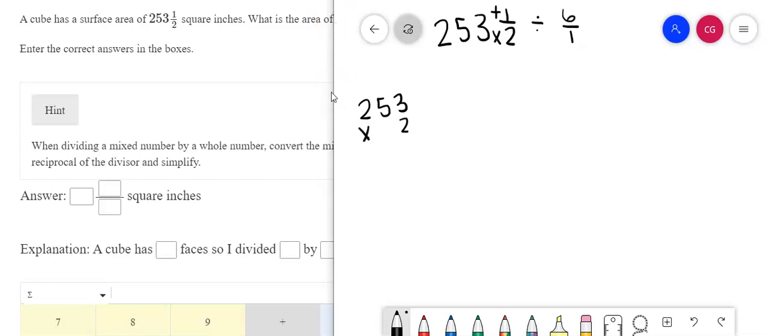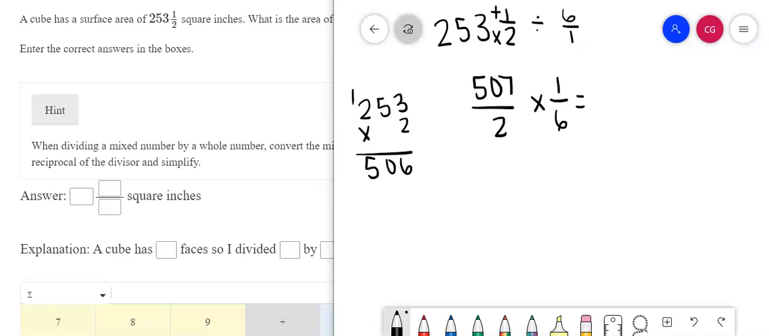So 253 times 2 is what we're going to do first. 6, 10, 5, plus 1 is 507 over 2, and then times 1 over 6. So we're going to get a fairly large number to start off with here. So I have 507 divided by 12.